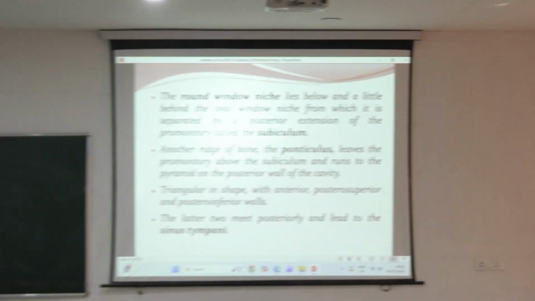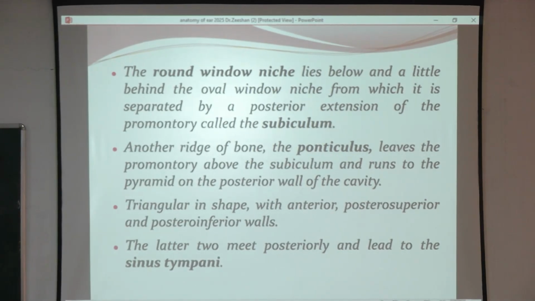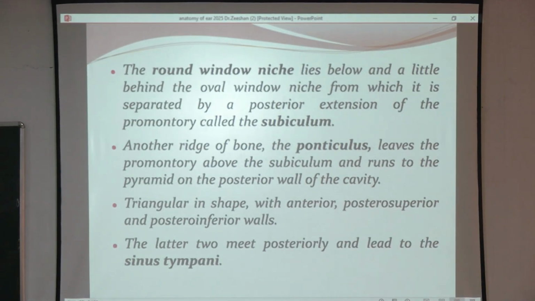Now the round window niche lies below and a little behind the oval window niche, from which it is separated by a posterior extension of the promontory called the subiculum. Look, there are two entities here, subiculum and ponticulus. If you are ever asked to label the parts, always remember that the ponticulus will be above and the subiculum will be below. Both are bony ledges that connect the promontory with the posterior wall. Two bony ledges extend from the promontory to the posterior wall. What is the upper one?